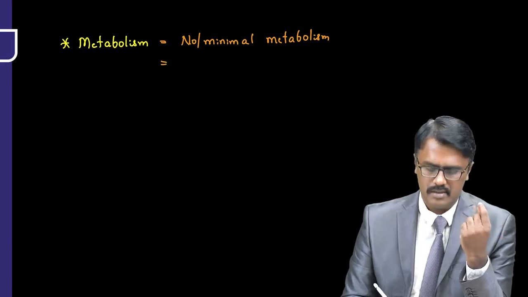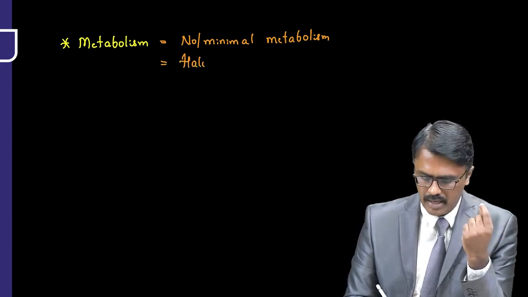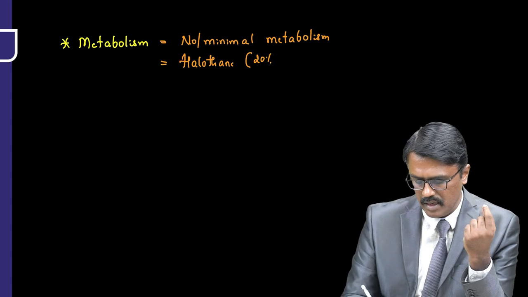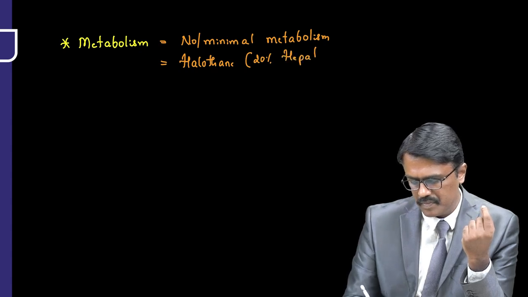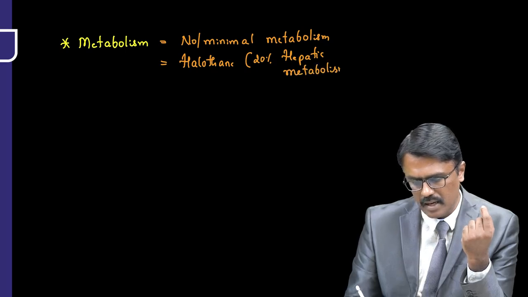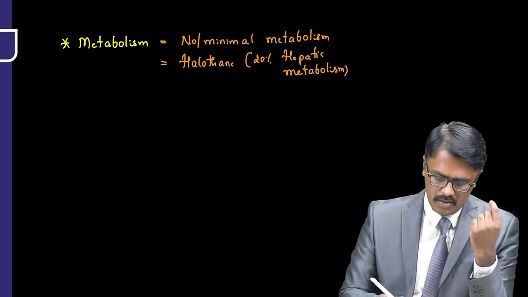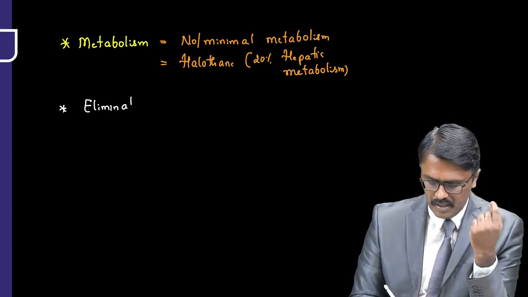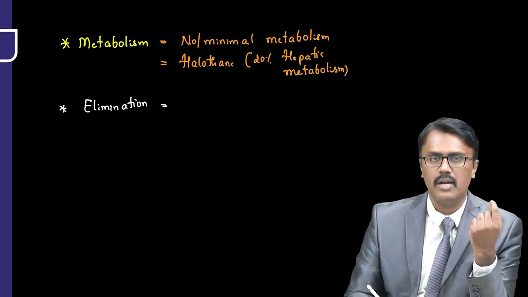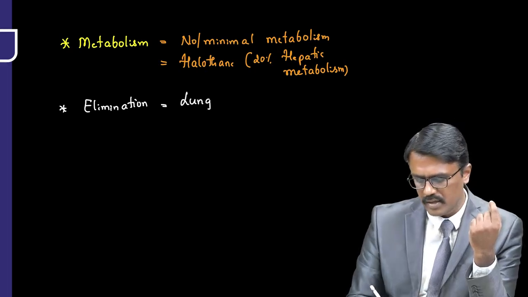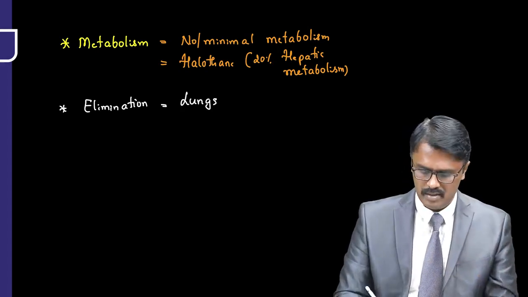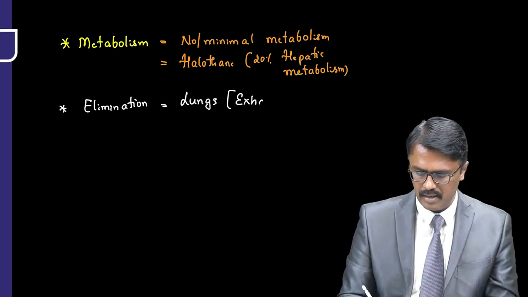Now there is only one drug which can undergo metabolism, that is halothane. Even halothane can undergo only 20% hepatic metabolism. 20% hepatic metabolism is seen with the drug halothane. Now moving on to elimination, where do you throw these drugs out? Elimination is again through the lungs. So where they entered, they will come out through that only, not through the urine or the bile, but through the lungs by exhaled air.